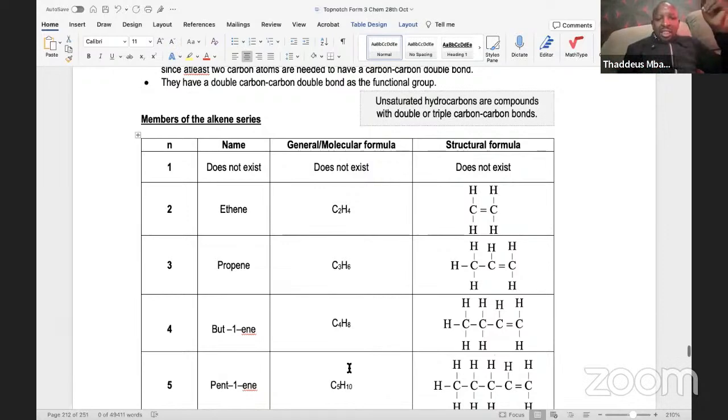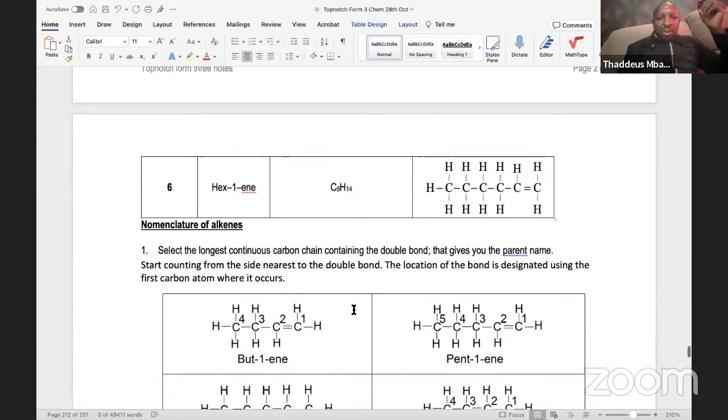Now, let me just take you back, kidogo, to the concept of nomenclature, the naming of alkenes. Here you select the longest continuous carbon chain containing the double bond. That gives you the parent name. You start counting from the side nearest to the location of the double bond. The location of the double bond is designated using the first carbon atom where it occurs.